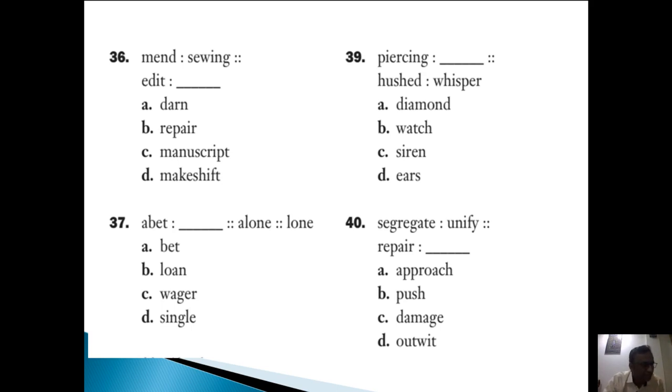Question number 37. Abet equal to what? Alone equal to loan. Abet becomes bet when the A is removed, and alone becomes loan when the A is removed. So the answer is option A.